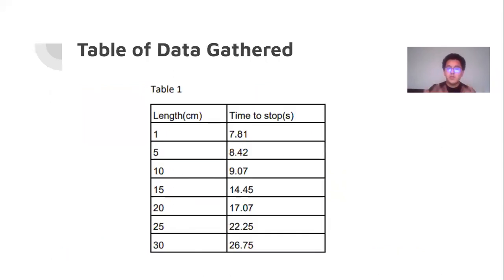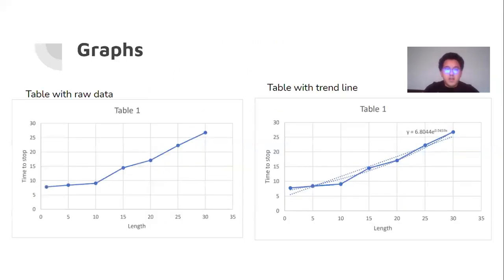Okay, so after doing the experiment, I was able to gather this data in this table that is presented, which is: 1 centimeter took 7.81 seconds to stop, 5 took 8.42, 10 took 9.07, 15 took 14.47, 20 took 17.07, 25 took 22.22, and 30 took 26.75. And these are the tables.